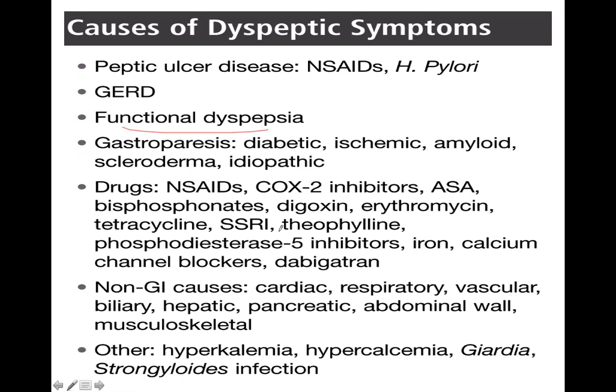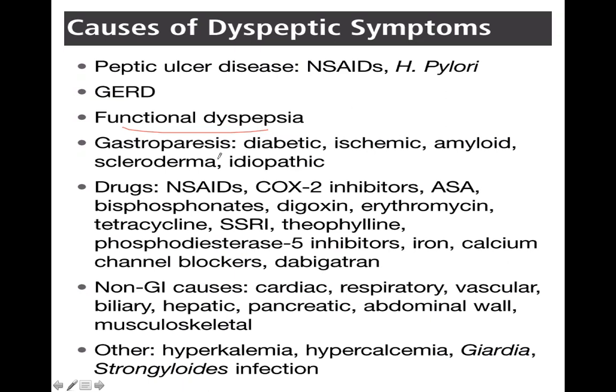Okay, so a huge list of drugs is given. You can just have an idea. You don't have to remember all of these, okay? Just have an idea of a few of the drugs. Hyperkalemia, hypercalcemia, giardia, these are not very important. Just have an idea. So these are the various causes of dyspepsia. Okay? The main cause, as I said, is functional, and it occurs because of H. pylori infection. And when we give the patient antibiotics to treat this H. pylori infection, the symptoms will get relieved, okay?